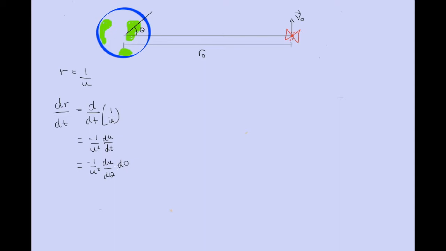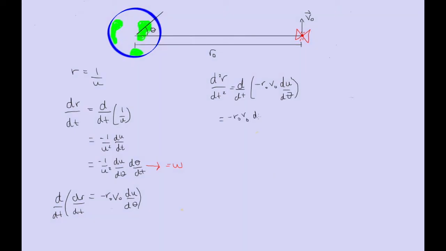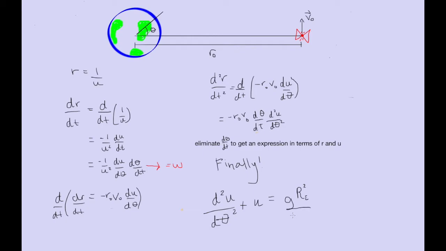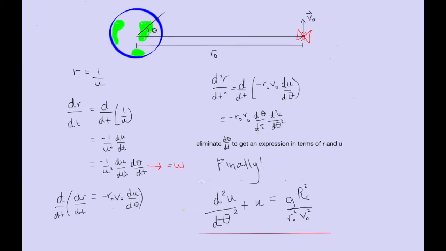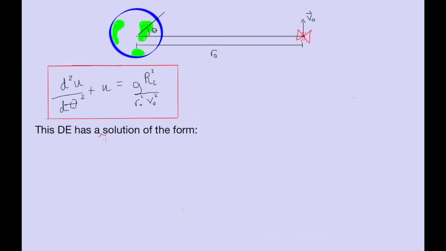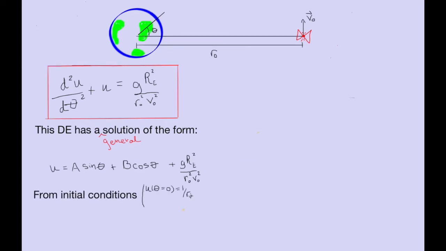The product rule brings theta, then omega, into the equation, and another derivative in time gets us here. We eliminate d theta dt to get an expression in terms of r and u. And finally, we have a nonlinear, second-order differential equation that governs the behavior of u, which remember is 1 over r, as a function of theta. Now, we know the general form of the solution to this equation. Here it is. We can use our initial conditions to find expressions for A and B.